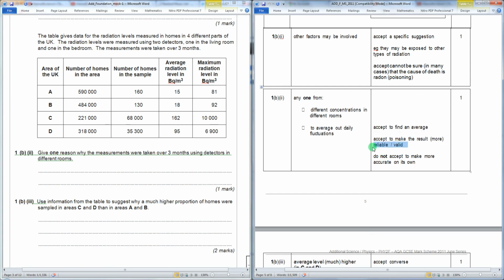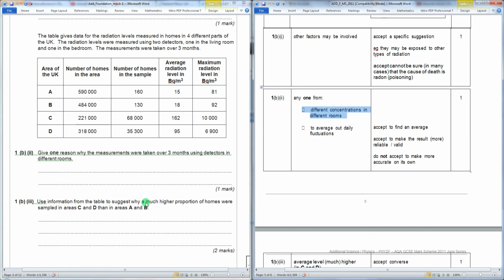Reliable, remember, meaning that you can kind of trust that the result is going to be the same if you do the experiment again. And valid, meaning that the result is a good reflection of what's actually happening in that house. So is it actually a good reflection of the radon levels that are going to be in the house? So, averaging out daily fluctuations or different concentrations that might be in different rooms. It then says use information from the table. So if it says that, you must make sure that you do use some information from the table. Sometimes it's a good idea to quote some figures from the table, because then you'll have to use the information.